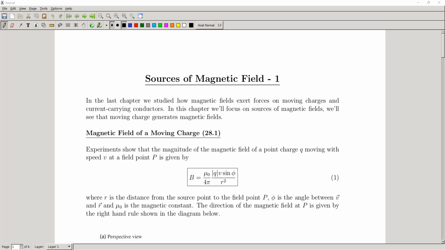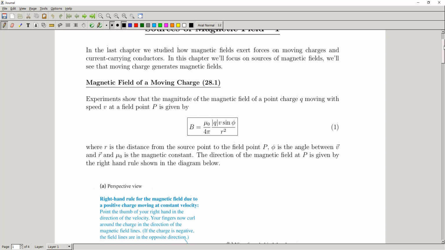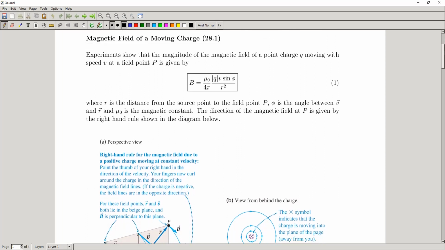Okay, and so we're going to start off with section 28.1 from the text here, and basically everything in this video maps directly to section 28.1. From experiment we can see that the magnitude of the magnetic field generated by a point charge of charge Q moving with some speed v, at some field point that we're interested in measuring this magnetic field, which we're going to call P, is given by the expression that we see here.